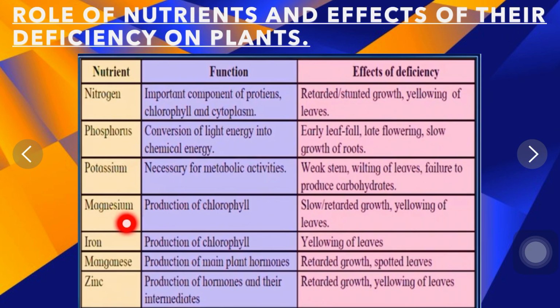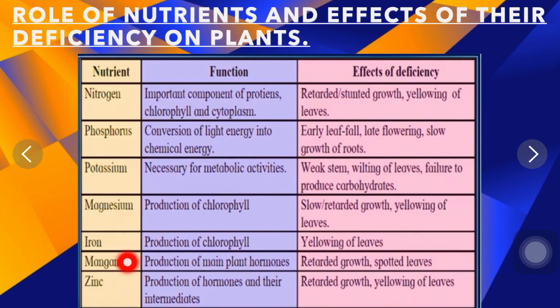The next nutrient is magnesium. This is very important for the production of chlorophyll. Because of its deficiency, the plant may suffer from slow, retarded growth and yellowing of leaves. Next is iron. It is very important in the production of chlorophyll. Because of its deficiency, the plant may suffer from yellowing of leaves.